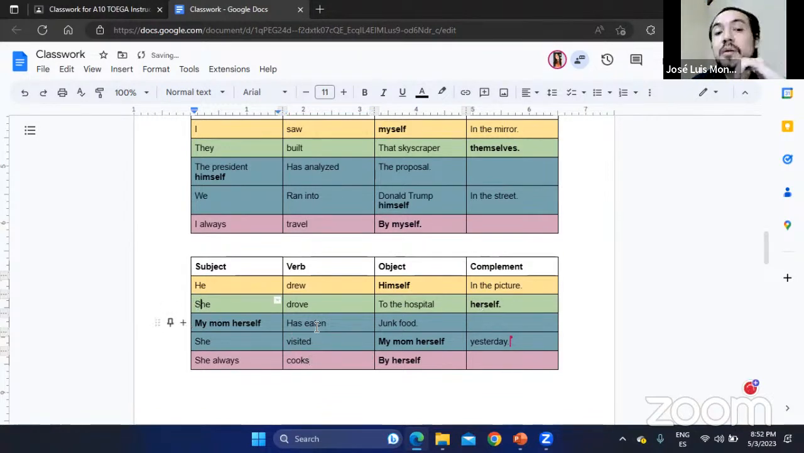My mom herself has eaten junk food. It's emphasis on your mom, because that's a very interesting action, correct? She visited my mom herself, right? So the idea of your mom being visited is correct, yesterday. And she always cooks by herself. It means alone without any help. And that's the only thing that it means. All right, so it's good.